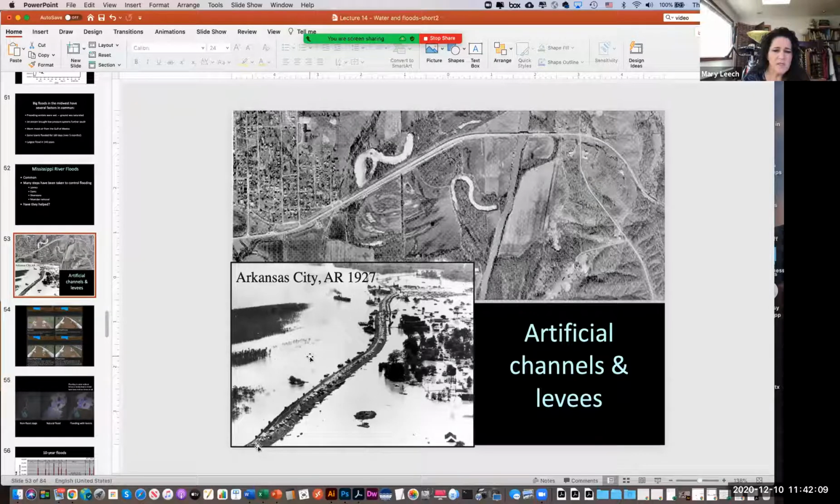This is in 1927, there was a huge flood. See all the people on the levee? This is the levee. That was the highest point around. They were all living below the level of the river. And so they all went up and camped on the levee.